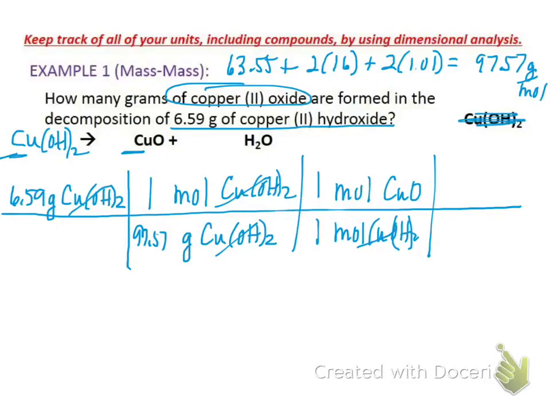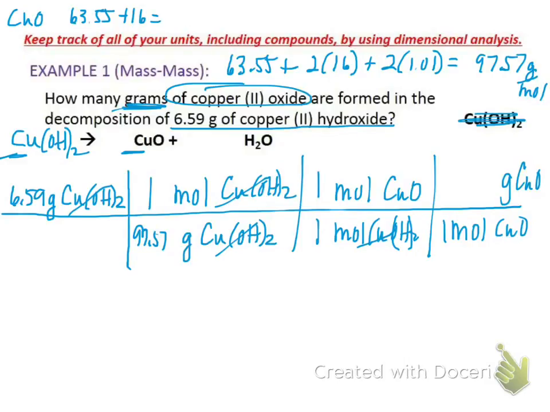But this is wanting to know how many grams, okay? So I don't know if you've already guessed what that means. That means we need the molar mass of copper oxide. So we have mole of copper oxide and grams of copper oxide. So now we need to get the molar mass of that, okay? Molar mass of copper oxide is going to be 63.55 plus 16, and that is 79.55. All right, now that cancels out.